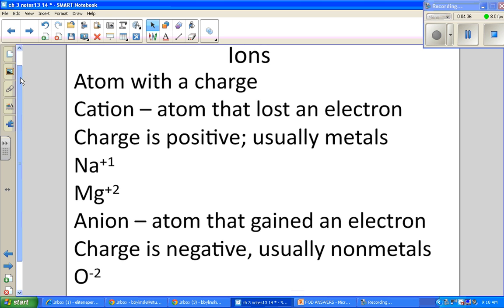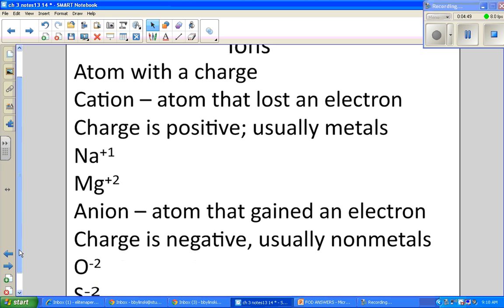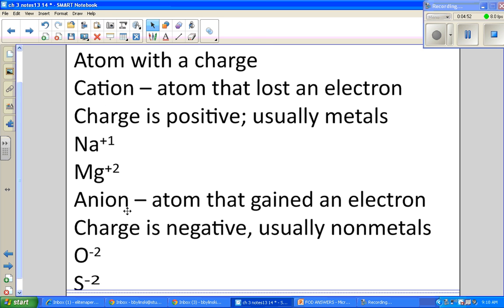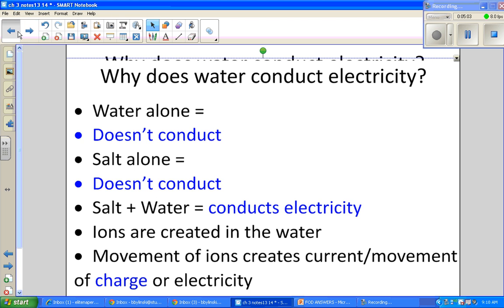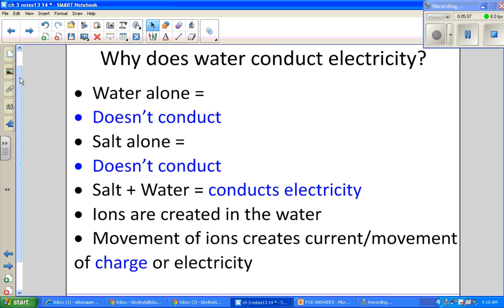Ions. This is something that has a charge. So you have the cation. Notice the T in cation. So that's my little hint. These are positively charged, like Na plus 1, Mg plus 2. Then you have the anion, which is a negative charge. So notice the N in anion. Okay? And anions are usually nonmetals, like O minus 2, S minus 2. And the cations are usually positive and are usually metals.